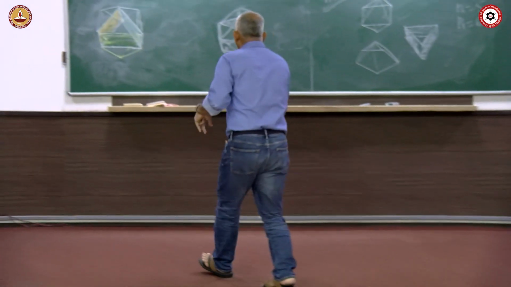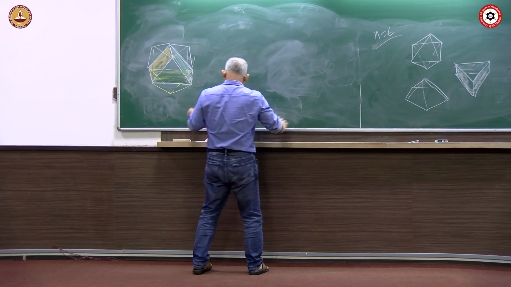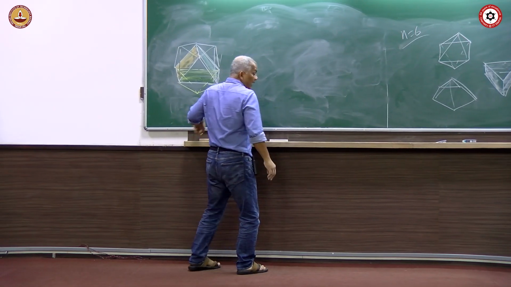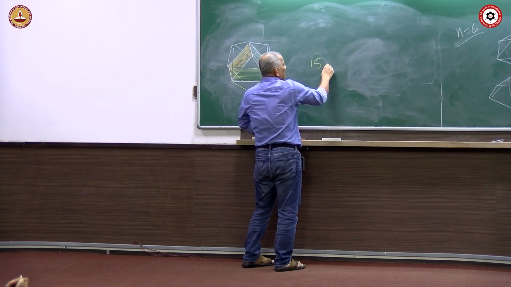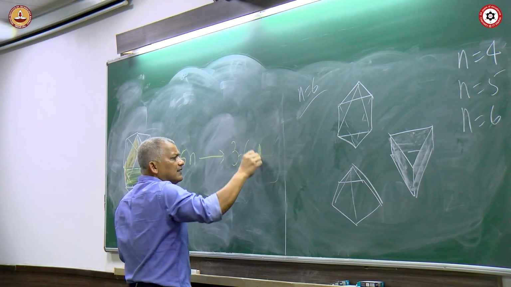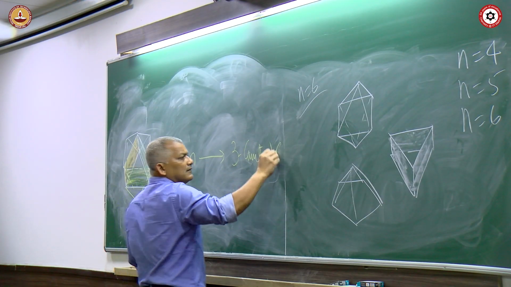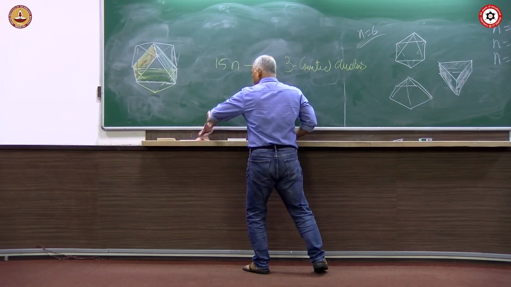Okay, I'll give you 2 more. Another one is called 15n. With 15n, you have 3-connected clusters.